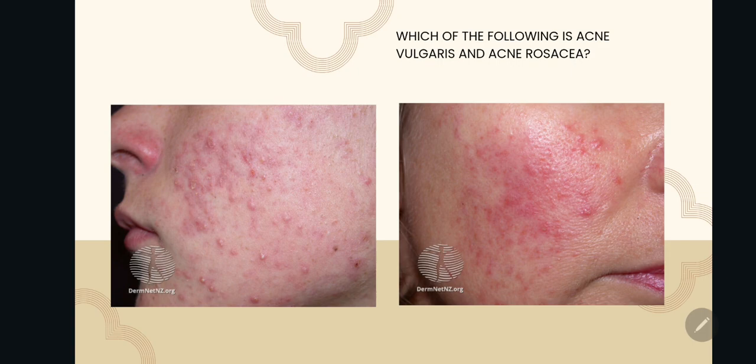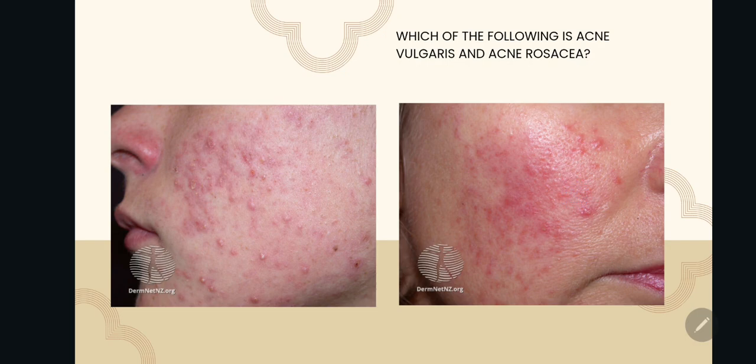So now you have to decide which of the following is acne vulgaris and acne rosacea. This is acne rosacea and this is acne vulgaris. How to differentiate between the two? In acne rosacea, the sebum secretion is normal and the comedones are absent. What is acne rosacea?